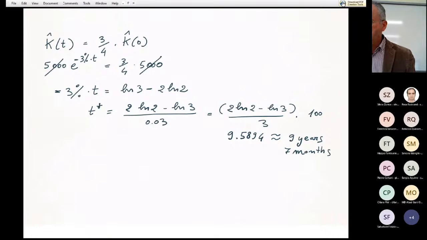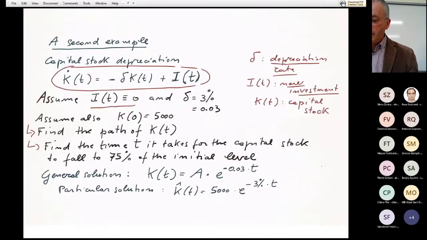what about the computation here? This is also useful if you suppose that you don't know how to solve this equation. Falling to 75% of the initial level means losing 25% of the value. If it decreases by 3% per year, 24% of the value would be 8 years, so I would say more than 8 years. But if I solve the problem, I find 9 years and 7 months.